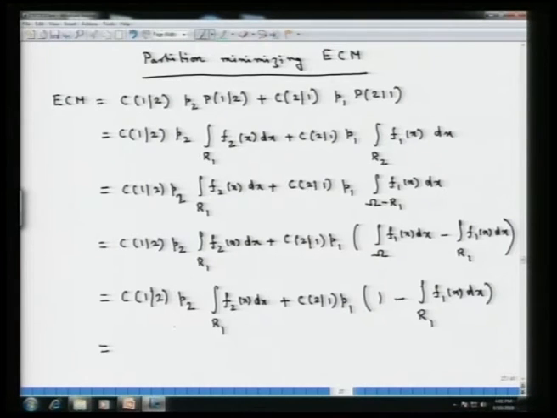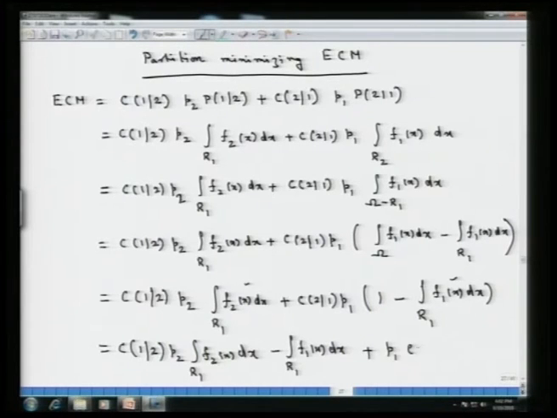Now, collecting this term and the term corresponding to this, we can write this as C(1|2) P2 times the integral over R1 of f2(x) dx, this minus the integral over R1 of f1(x) dx, this plus P1 times C(2|1).